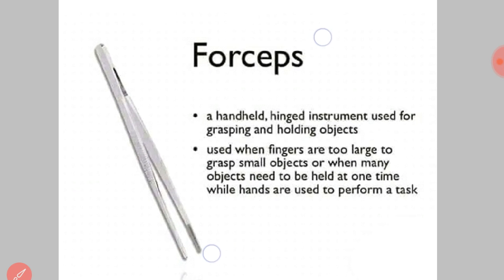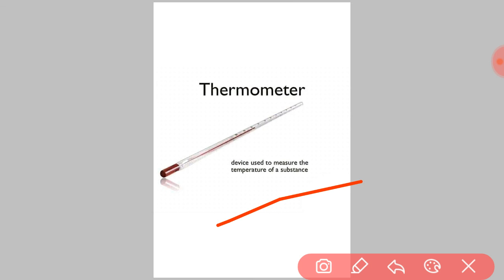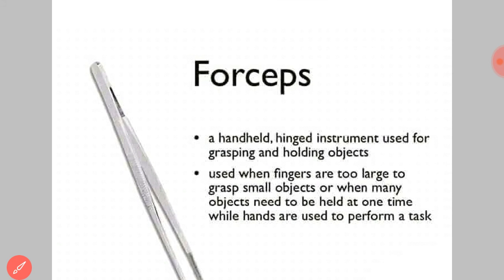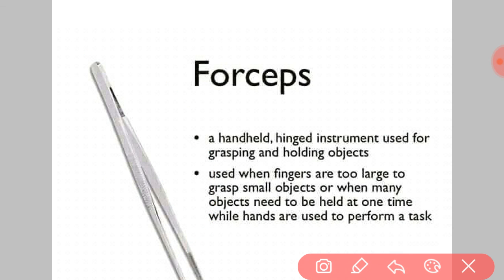Going to the next apparatus, forceps. See this, this is the picture of forceps. It has a hand-like, tongs-like structure. It is a handling instrument used for grasping and holding objects. Basically in the laboratory, when you are holding an object, we use forceps, okay.